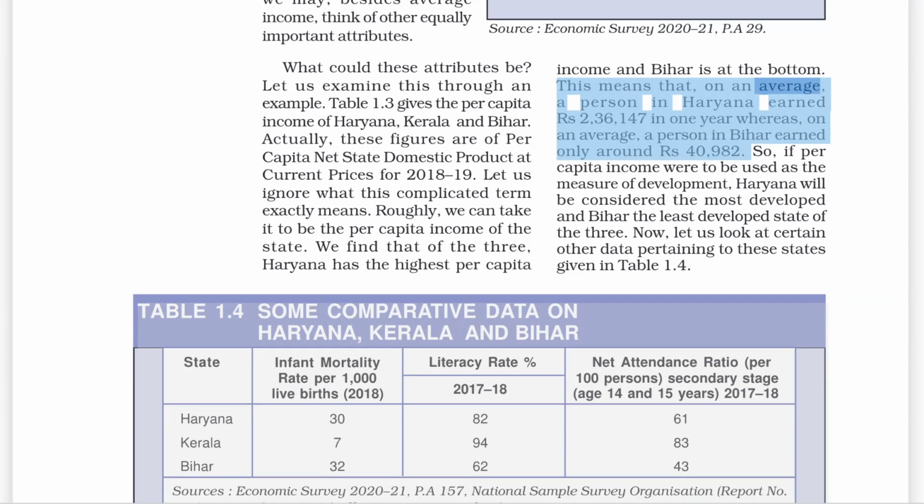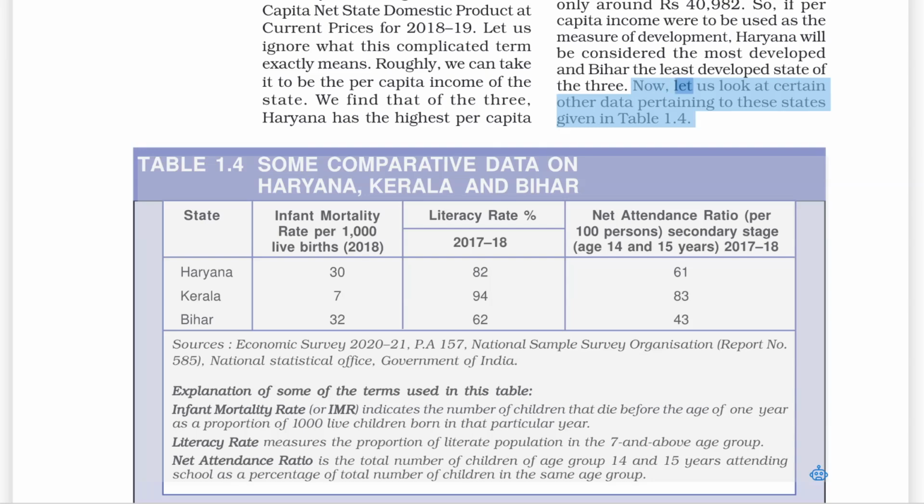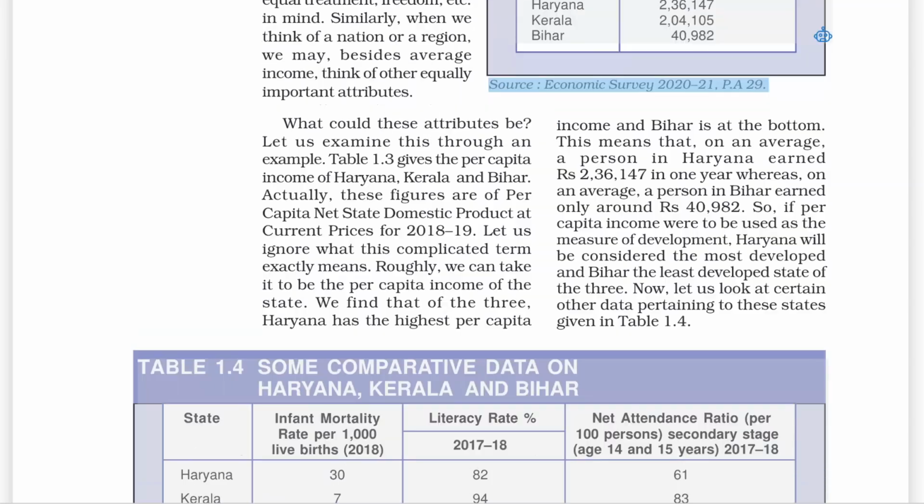This means that, on an average, a person in Haryana earned Rs 236,147 in 1 year, whereas, on an average, a person in Bihar earned only around 40,982 rupees. So, if per capita income were to be used as the measure of development, Haryana will be considered the most developed and Bihar the least developed state of the 3. Now, let us look at certain other data pertaining to these states given in Table 1.4. Source, Economic Survey 2020-21, p.A29.